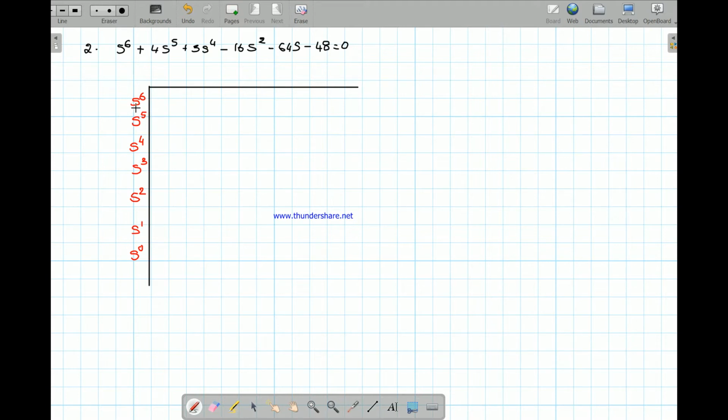Now, it starts from s power 6, and the coefficient of s power 6 is 1. The next even power is s power 4. After 6 there is 5, which is not even, so 4 is even. So write the coefficient of s power 4, which is 3.